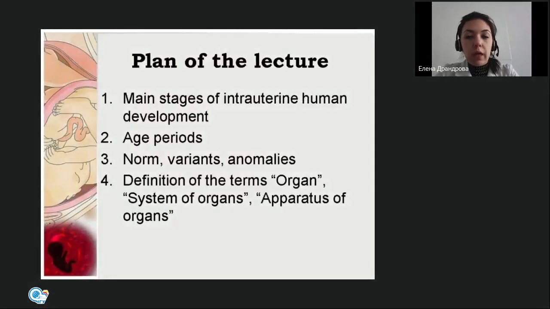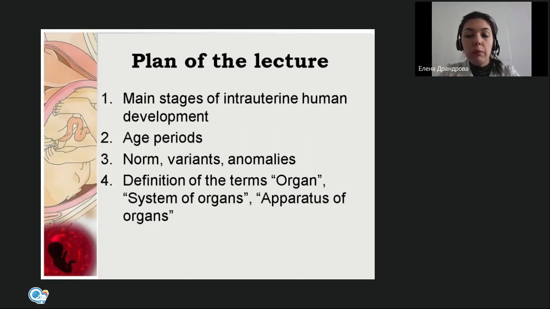During this lecture, we will discuss the following questions. First, we'll talk about the main stages of intrauterine human development, and then we will discuss age periods, norm, variance, and anomalies. What is it? We'll talk about it. And at the very end, we'll talk about definitions of the terms organ, system of organs, and apparatus of organs.